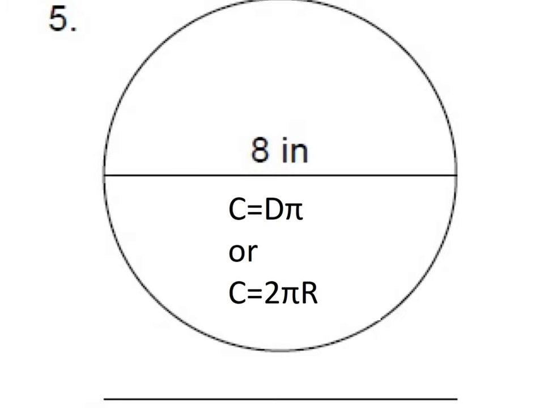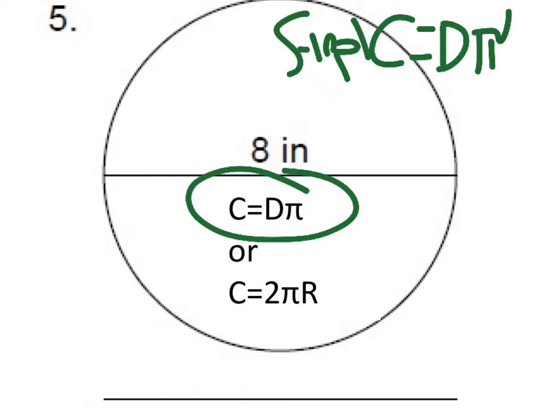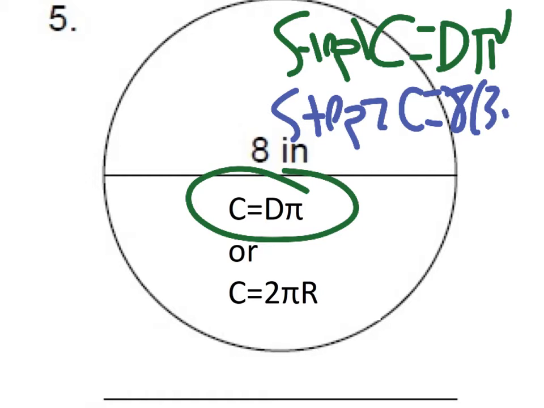All right, so now I have another diameter problem. So again, step 1, find the formula. I have a diameter, in this case, circumference equals diameter times pi. Step 2, fill it in. Circumference equals 8 times 3.14. And then step 3, we are going to actually multiply it out.